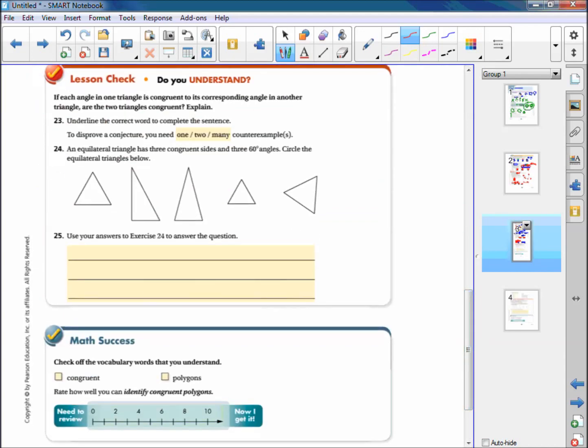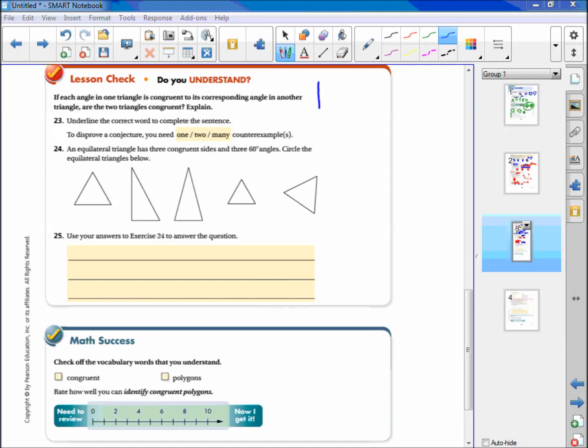All right, let's do the lesson check. So as usual, you should pause the video now and give it a try yourself, and then come back and check your answers. Okay, so welcome back for our lesson check. Let's go through the answers. If each angle in one triangle is congruent to its corresponding angle in another triangle, are the two triangles congruent?